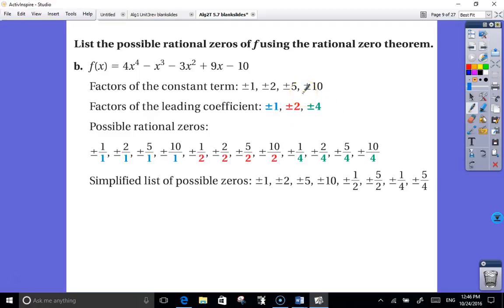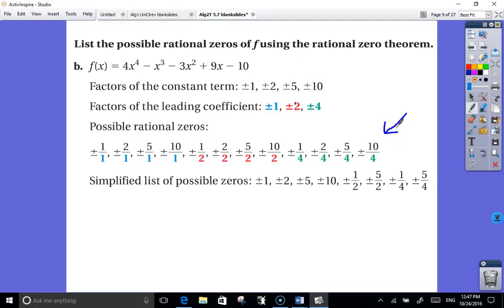You can see how they constructed their list of possible rational zeros. They went 1 over 1, 2 over 1, 5 over 1, and 10 over 1. Then they switched to the 2 in the denominator: 1 over 2, 2 over 2, 5 over 2, 10 over 2. They're just taking all the combinations. Now move to the 4: 1 over 4, 2 over 4, 5 over 4, and 10 over 4. That's this big list right there.